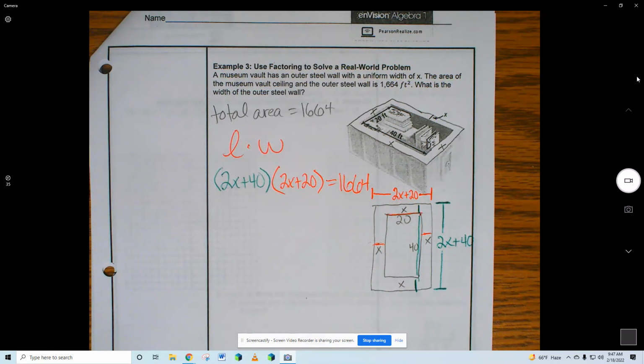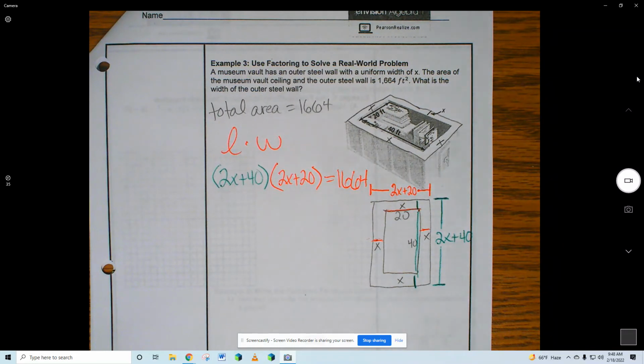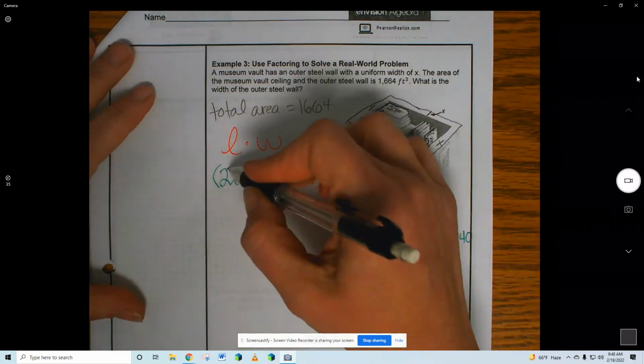All right. My job, look at the question up above. What is the width? What is X? That little X. So, I actually have to FOIL this and then move the 1664 over. Let me show you. You've never done something like this before. I need to get a trinomial.